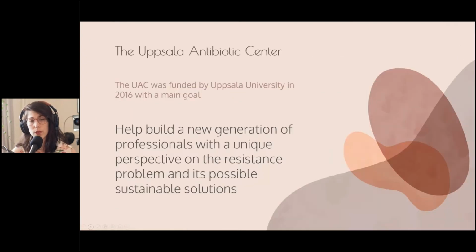in order to reach sustainable solutions. The Uppsala Antibiotic Center, having this complexity in mind, was founded by Uppsala University in 2016, and it has a main goal. This goal is to help build a new generation of professionals with a unique perspective on the resistance problem and its possible sustainable solutions. So all these people working in the AMR sphere, they're going to be specialists in their own expertise and in their own topics, but they can also have an understanding of how all the other disciplines actually play a role on the AMR issue and learn from each other.